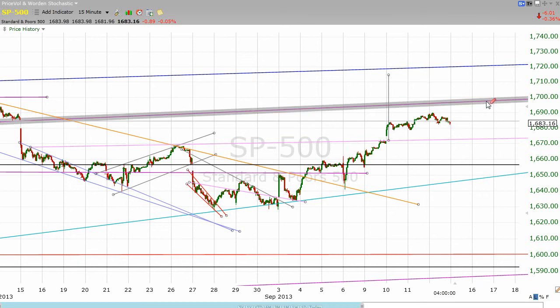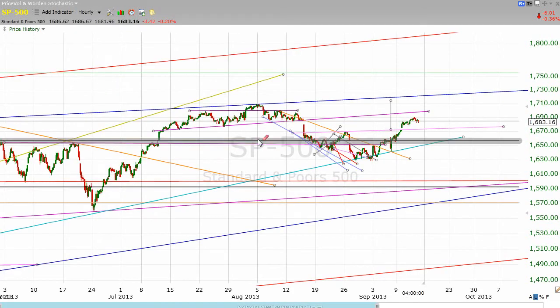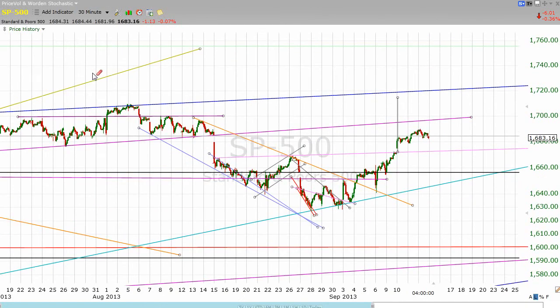I'm expecting this line right here, the old neckline from our head and shoulders top. This guy right here: left shoulder, head, right shoulder. Isn't it funny how our tops are making full patterns, but our bottoms aren't? So I would expect this to likely produce some resistance.